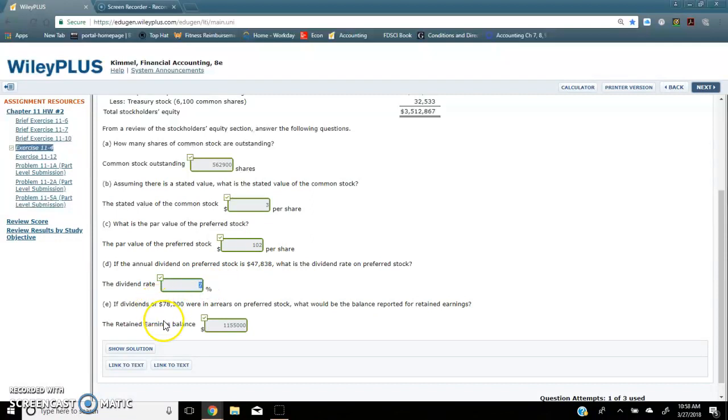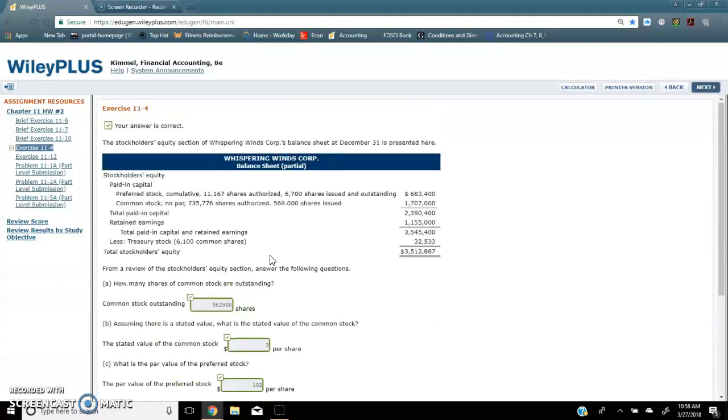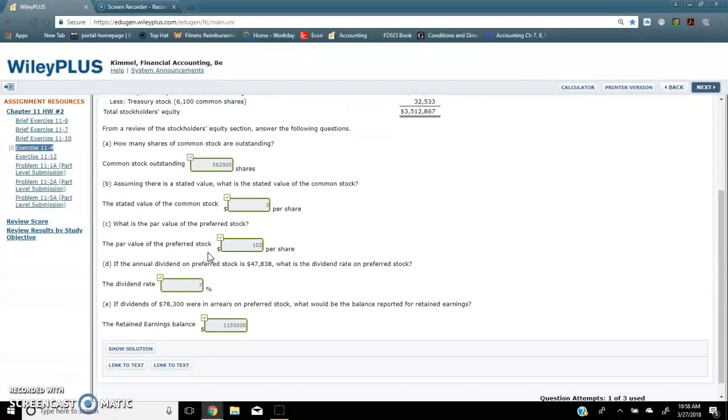Now for part E, if dividends of 78,300 were in arrears on preferred stock, what would be the balance reported on the retained earnings? With this, it's kind of a tricky question. You think that you would have to do some math or anything like that up here, but unless the dividends have been formally declared by the board of directors, they are not considered a liability to the corporation, and therefore they're not going to be put on the books anywhere.